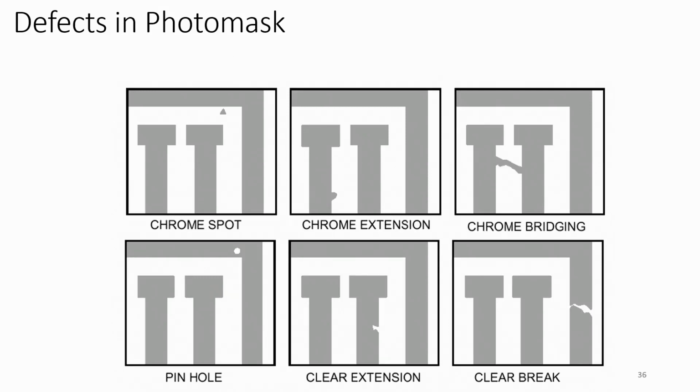Now, when we talk about mask, there can be defects in photomask. What are those defects? The first defect that you will see is a chrome spot. For us, we do not care when we are going to fabricate a bigger structure, but when we talk about MOSFETs, within this area there can be thousands of MOSFETs. So, we are losing those MOSFETs if we have the chrome spots. If we have chrome extension, we will not have correct results.